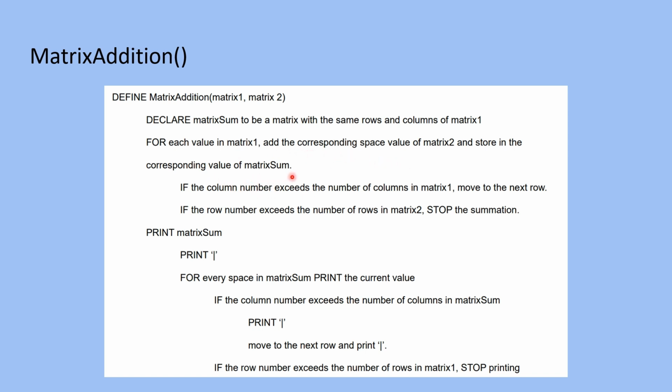value of matrix sum. If the column number exceeds the number of columns in matrix 1, I'll move to the next row. If the row number exceeds the number of rows in matrix 2, I'll stop the summation because all of the values would have been added.